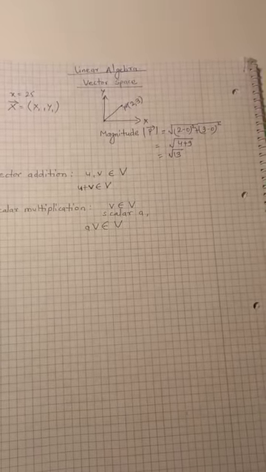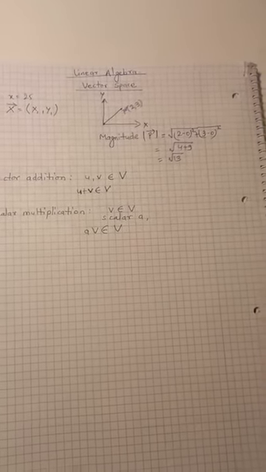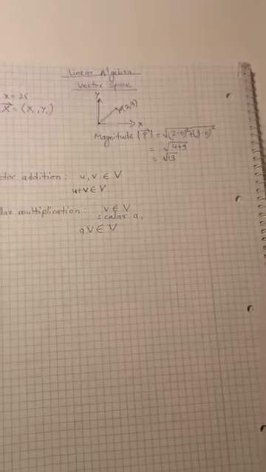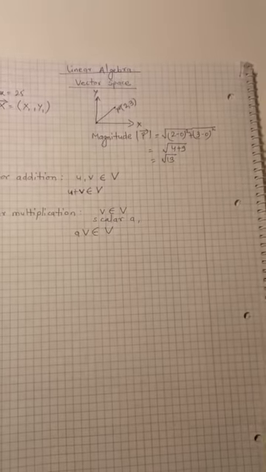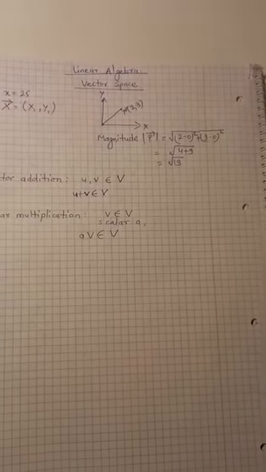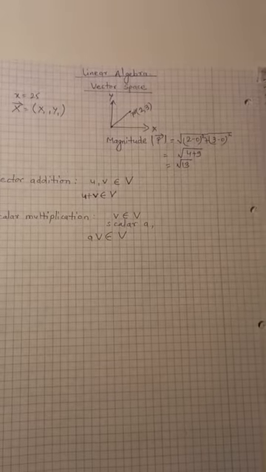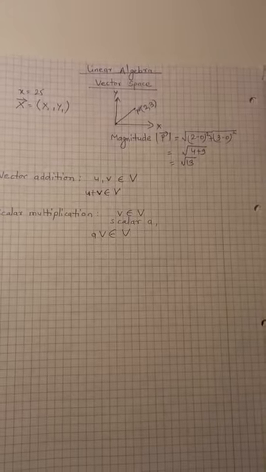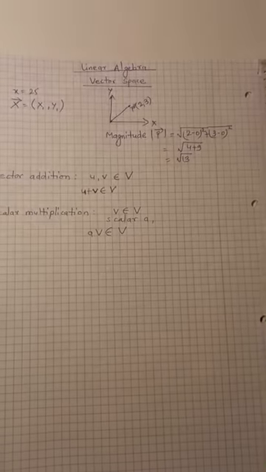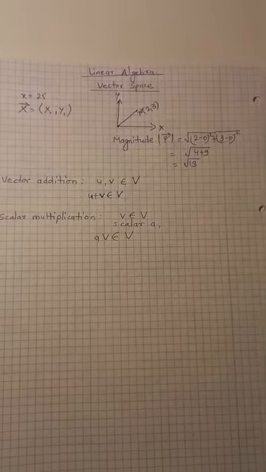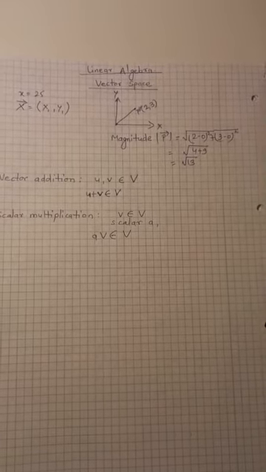Actually, in the vector space there are many vectors, and let's say we take two vectors u and v. If we add these two vectors u and v, and the result of this addition also belongs to the vector space V, then this operation is known as vector addition.